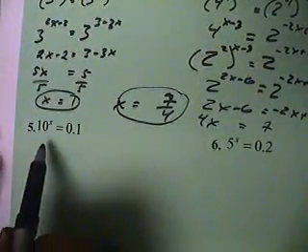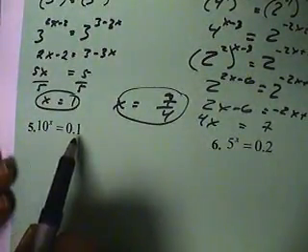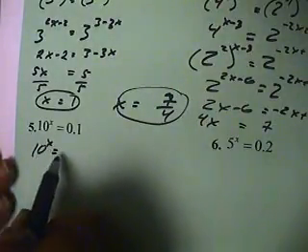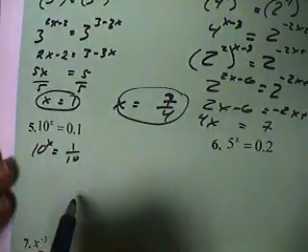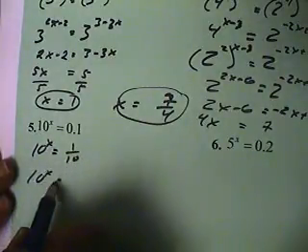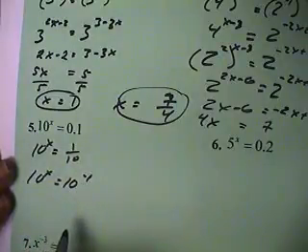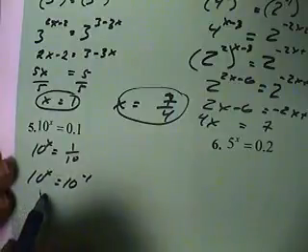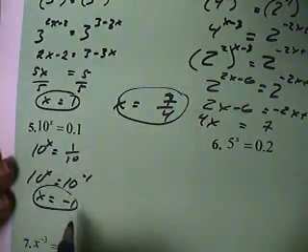Number 5, to get common bases, I'm going to convert this decimal into a fraction. So this will be 10 raised to the x, and this will be 1/10. And I'm taking the reciprocal of this, which will make it 10 to the negative 1 power. And now we have common bases. So I have a base 10 here, base 10 there. So I can equate the x to the negative 1, and I have my solution.